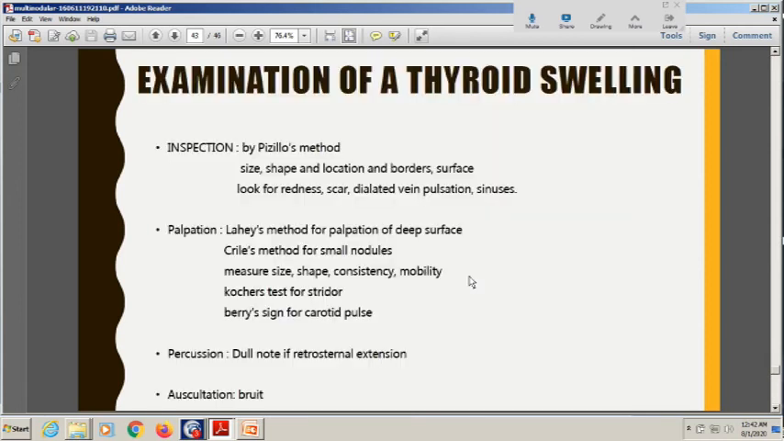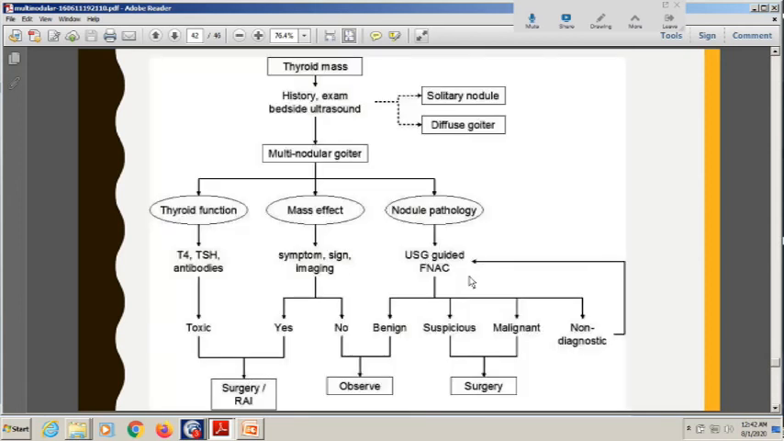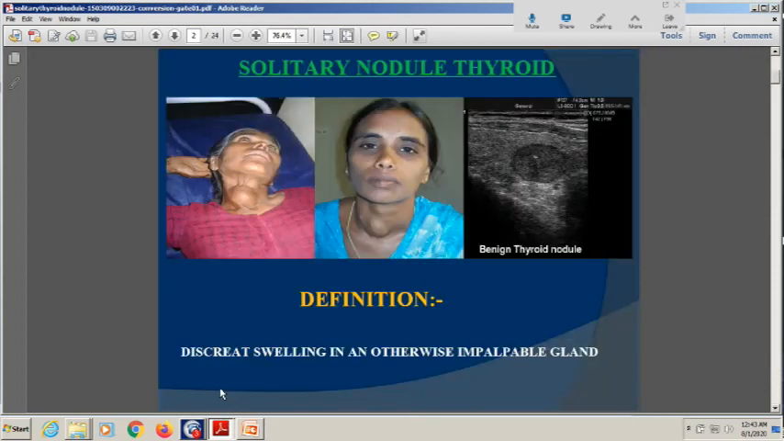So this is about the MNG. Now the second topic is the solitary nodule. We just talked about the MNG. Both the pathophysiology and etiology are the same for MNG and solitary nodules, but the important thing for solitary nodules, as the name itself says, solitary, means it is a single nodule.